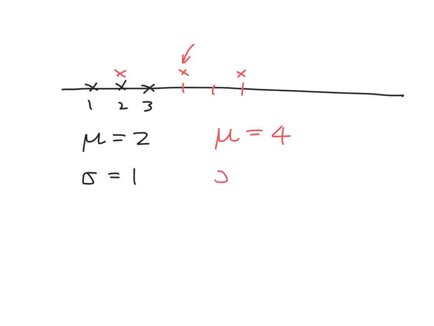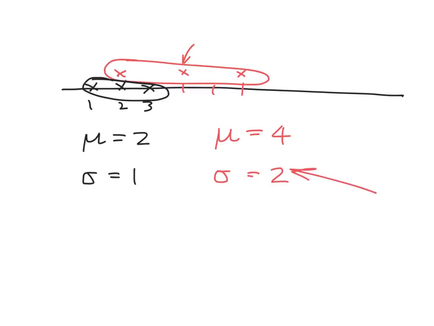Okay, what's interesting here is the standard deviation. Clearly, this set of red numbers here is more spread out than our original set of numbers. It's in fact twice as spread out. So the standard deviation here is actually 2. And that's an important result to understand. So the standard deviation is now doubled when I multiply by 2.